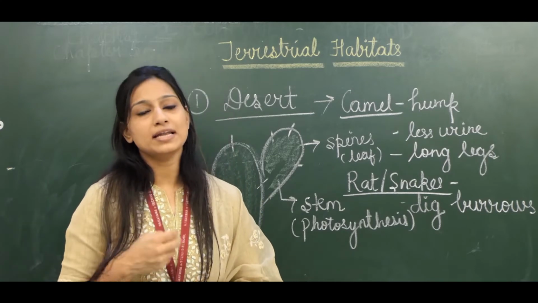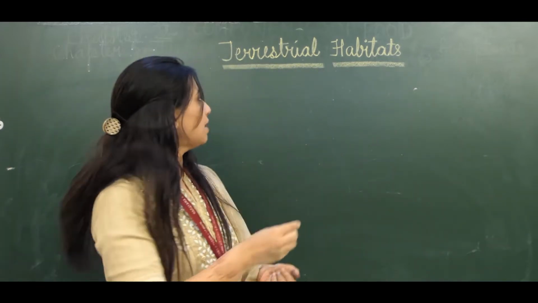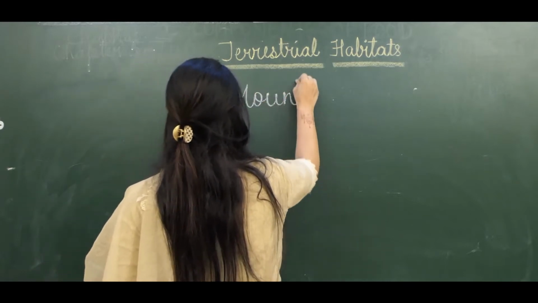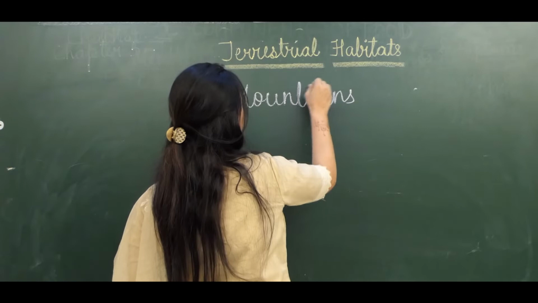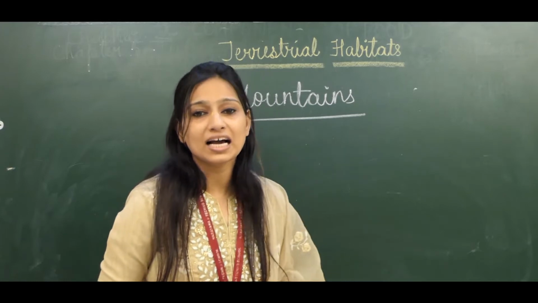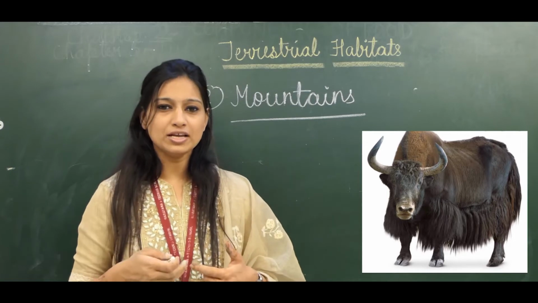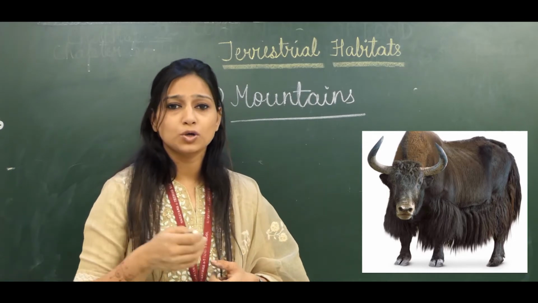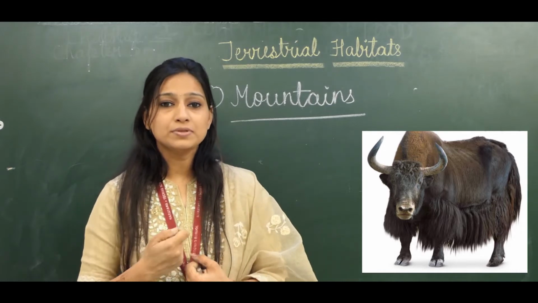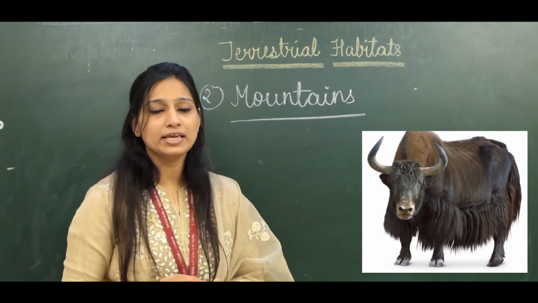Now let's move to the next terrestrial habitat, which is mountains. Mountains are the second terrestrial habitat which we are going to see. If you see the animals in the mountains, they are quite different from the desert. Okay, you might see a yak in a mountain. The yak has very long hairs. The mountain places are generally very cold and very windy. There is a lot of wind blowing there, and they are very cold also. The animals have to adapt some features to stay warm. So the yak has very long hairs which help it to keep warm.